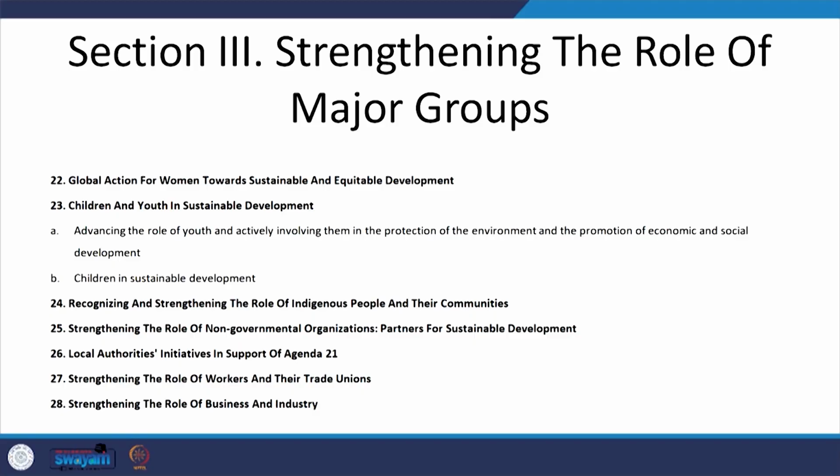Another major group is local authorities, because the implementation at the end of the day will be happening through the local authorities, governance at the local level. Next major group is workers and their trade unions. They drive a large part of the economy and they have been identified as a major group towards sustainable development. Next is the role of business and industry towards sustainable development.